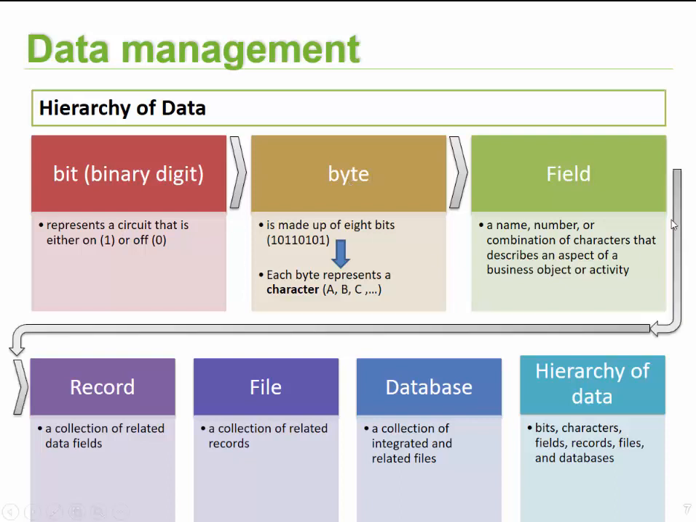From the field level, it goes on and it becomes a record. So if we have a combination of fields, name, surname, contact telephone number, date of birth, that represents one record because it's one entity of information that we want to record. So that's your friend's information that we want to record. It can also be defined as a collection of related data fields.